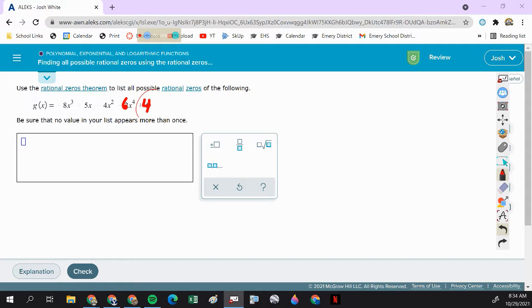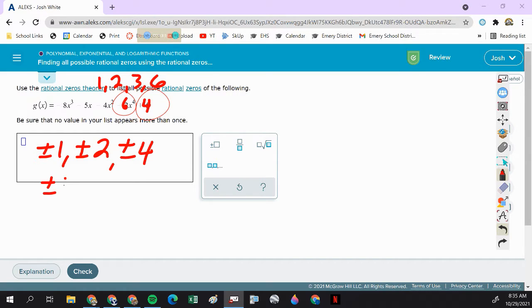Okay, so the factors of this would be plus or minus 1, plus or minus 2, plus or minus 4. And then the factors of 6 are 1, 2, 3, and 6. So I need to divide all of the numbers in my list. I don't need to divide by 1. I already have those. By 2, and 3, and 6. But if that simplifies, then we don't have to put it in.